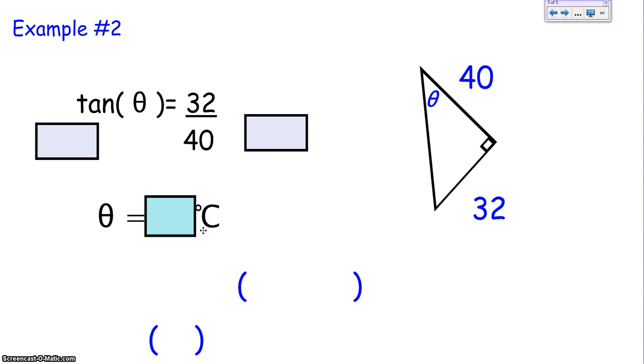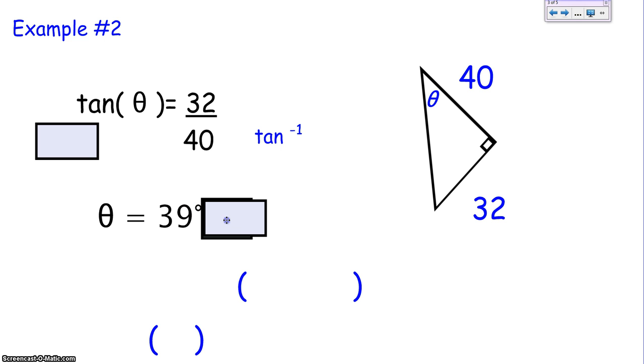Since we've gone through a couple of them already, I'd like you to take the time to try this one on your own. Please pause the video, take a minute and see if you can find out what the correct angle measure would be. When you find the inverse tangent, you find out that this angle degree is 39 degrees.